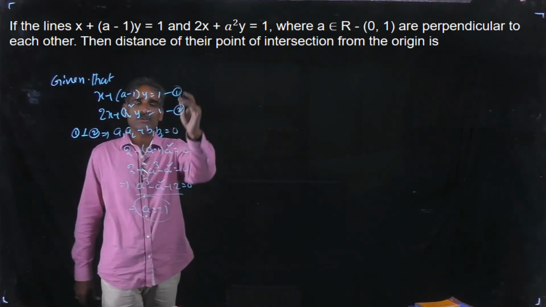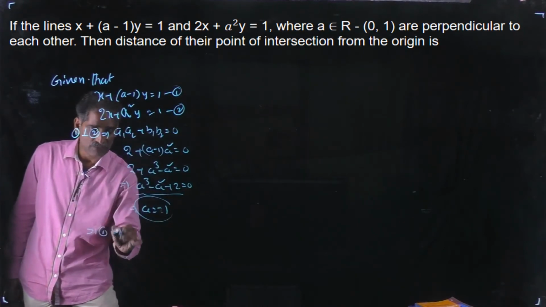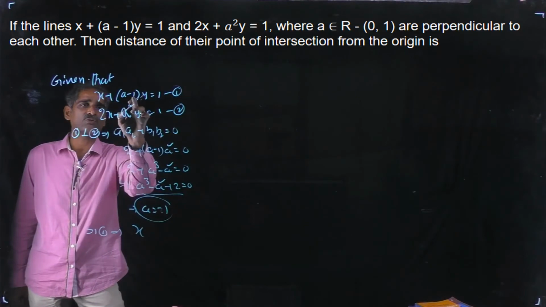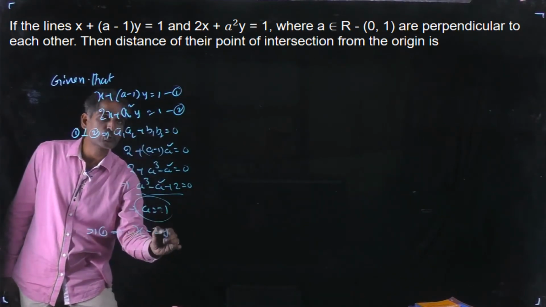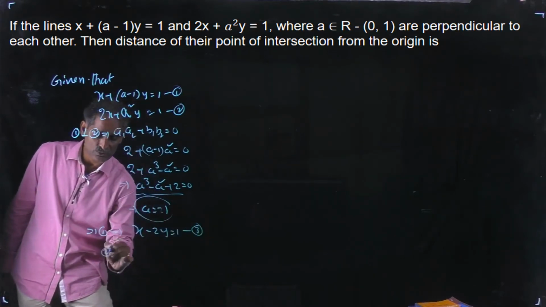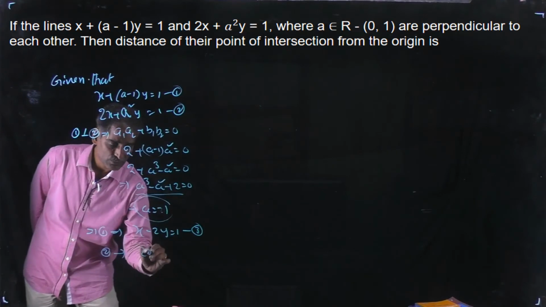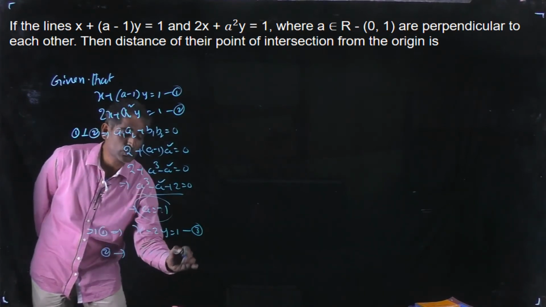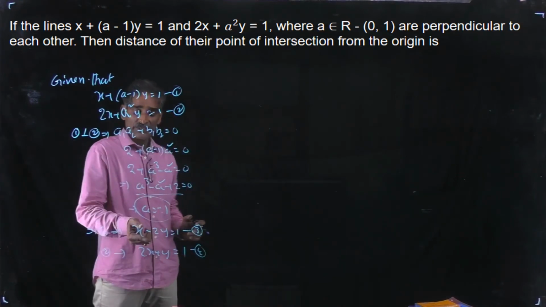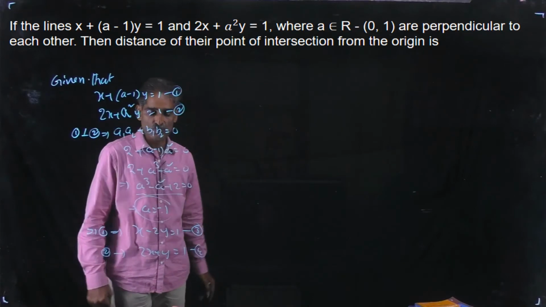So now equations 1 and 2 become, with A equal to -1, x minus 1 minus 1 minus 2y, that is x minus 2y equal to 1. This is equation 3. And equation 2 becomes, with A minus 1, 2x plus y equal to 1. This is equation 4. Now I have to find the distance from the intersection point of these two to the origin. So solve these two equations.